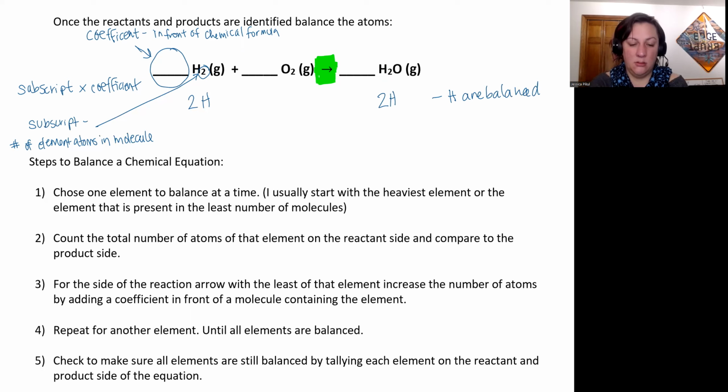Let's look at oxygen. I have 2 oxygen in my, and I'll write oxygen because otherwise it looks like 20. I have 2 oxygen on my reactant side. And then when I look at my product side, there's no subscript. So that means it's the same as saying 1. So I have 1 oxygen on my product side. So these are not balanced.